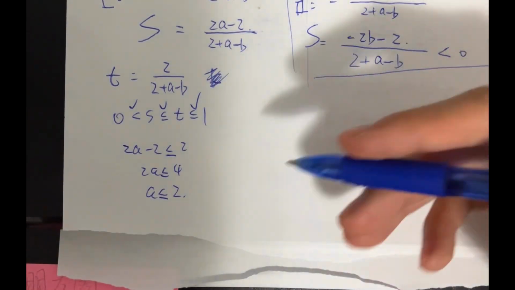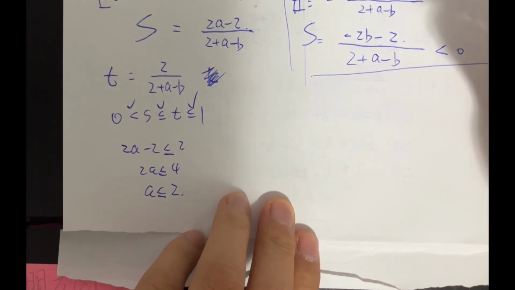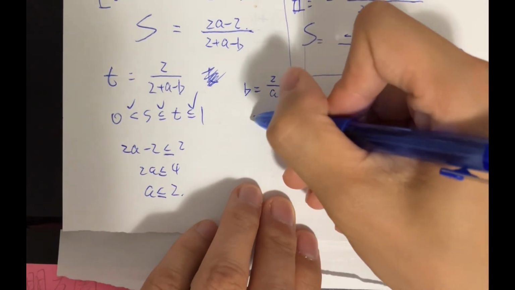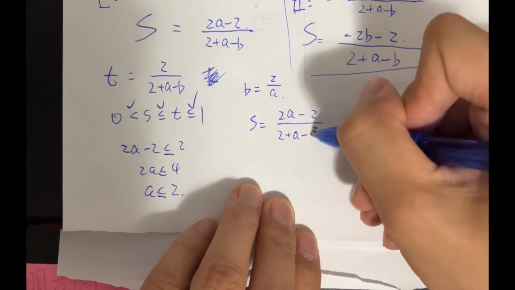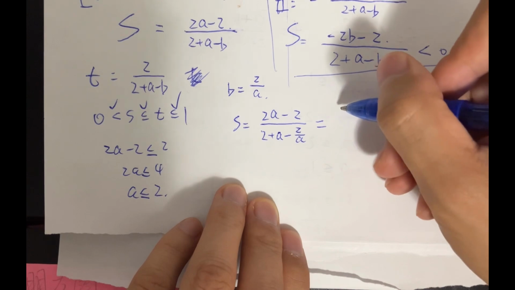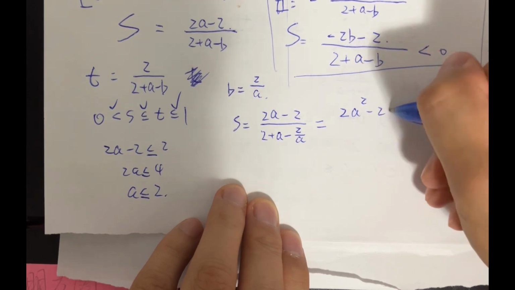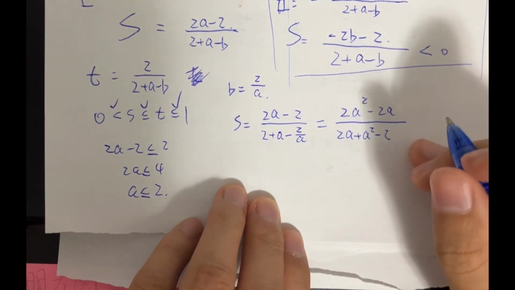Now let's rewrite s and t, because we cannot submit our solution with both a and b. We'd better stick to just one variable. Which one? I can choose any one, so maybe just a. Then b is 2 over a. Plug it in, and we're almost there. Plus a minus 2 over a, right? And with some simplification, 2a squared minus 2a, over 2a plus a squared minus 2. This is basically s.